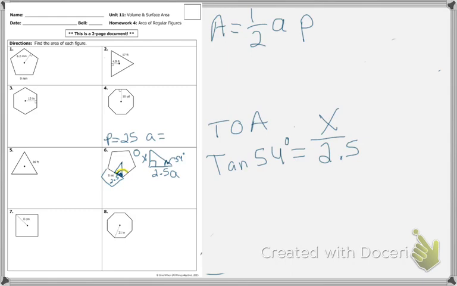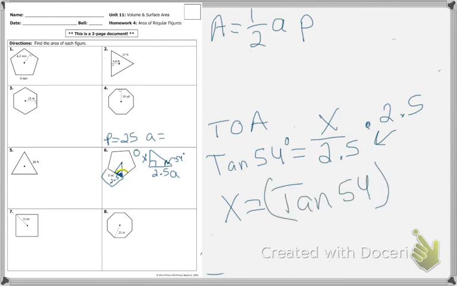If I want to get rid of him, then I'm going to multiply times 2.5. What I do to one side, I got to do to the other. So x is going to actually be tangent 54 times 2.5. And your answer ends up being 3.44. This is your apothem.